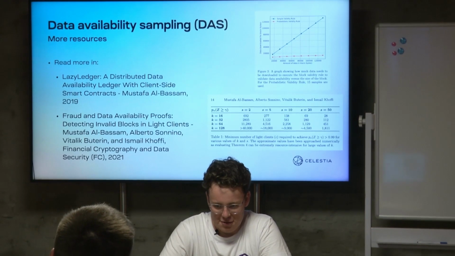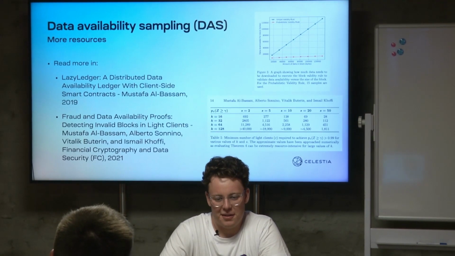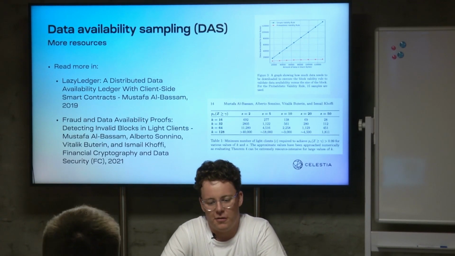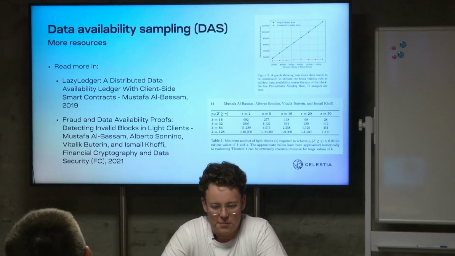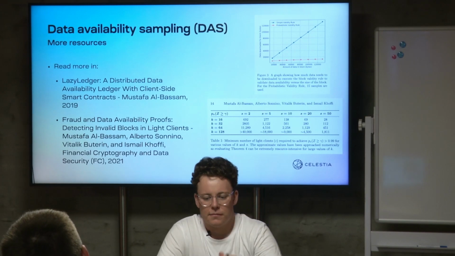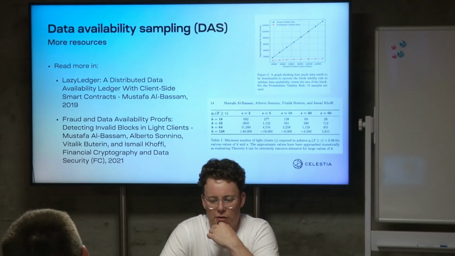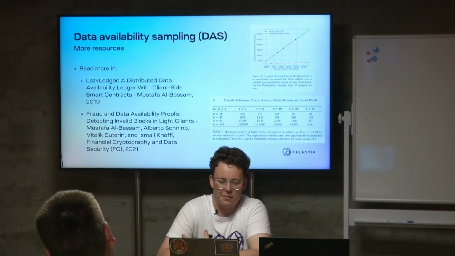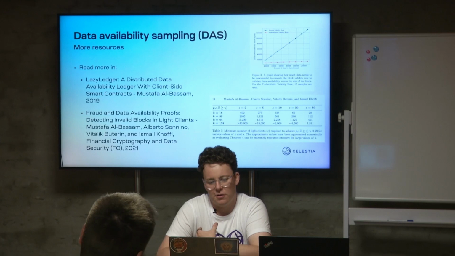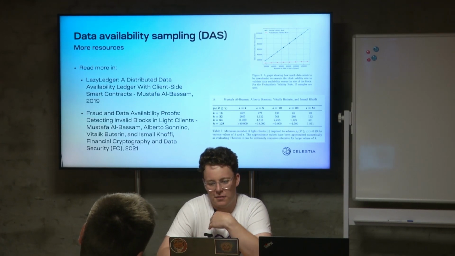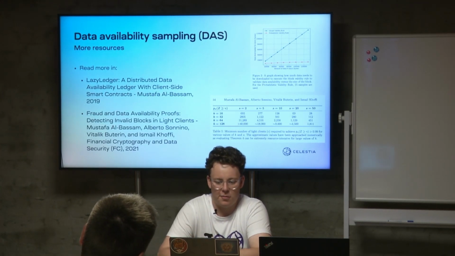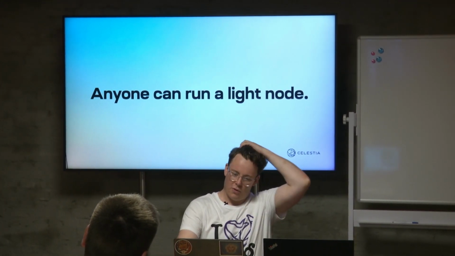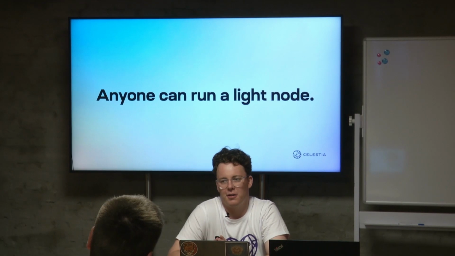I'm not going to go too deep into the maths, but if you want to read the Lazy Ledger paper, I would recommend doing that, and then also the Fraud and Data Availability Proofs paper. Basically, the more that we sample, the higher probability guarantee we have that the data is there, and the more samples we have, the more nodes, or the more block space we can have at the end of the day. I think the coolest thing about this is that anyone can run a light node.